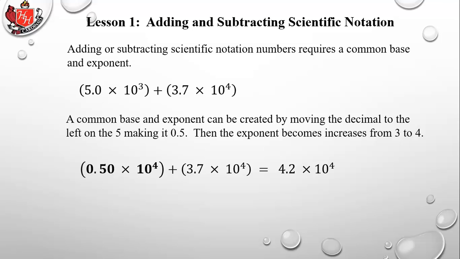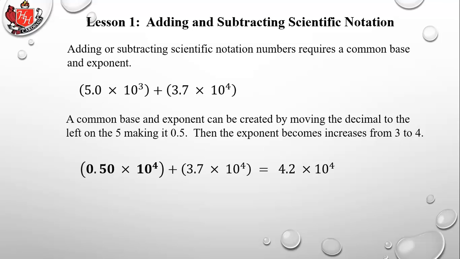So in other words, we made the coefficient smaller by going from 5 to 0.5. Therefore, you must make the exponent bigger by going from 3 to 4. Now you can see that both numbers have a common base and a common exponent, 10 to the 4th. Now that they have that, you can go ahead and add the two coefficients. So 3.7 plus 0.5 gives you 4.2, and then the base and exponents stay the same, 10 to the 4th.